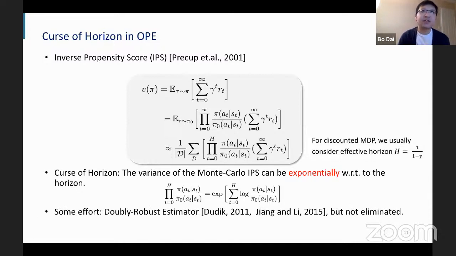People noticed this kind of phenomenon, and there are several efforts trying to combat this difficulty. For example, the doubly robust estimator, which is a very well-known technique, introduces some baseline to do variance reduction. It's very popular and was proposed by Miroslav Dudik and Nan Jiang and Lihong Li. But in the worst case, the curse of horizon, as we call it, is still not eliminated. This is the vanilla method before what we propose. Are we clear about this classic method?